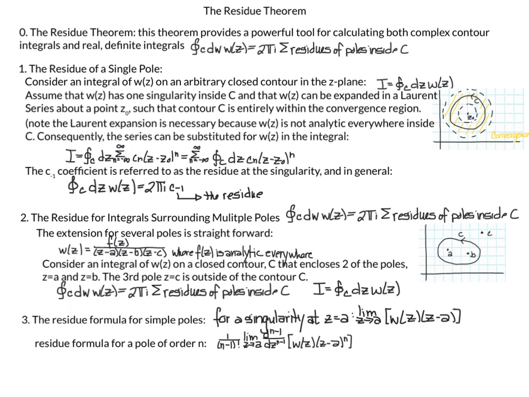For simple roots, it's simply equal to the limit as z approaches a of w(z) times z minus a. And you can see by multiplying w(z) by z minus a, we get rid of our pole. And then for poles of order n, we have 1 over n minus 1 factorial, limit as z approaches a, the n minus 1 derivative of w(z) times z minus a to the n. Again, this part here serves the purpose of getting rid of our singularity. So these two formulas can simplify things greatly, but we cannot always use them. There are only certain functions that these are good for, but they're great when they actually apply.